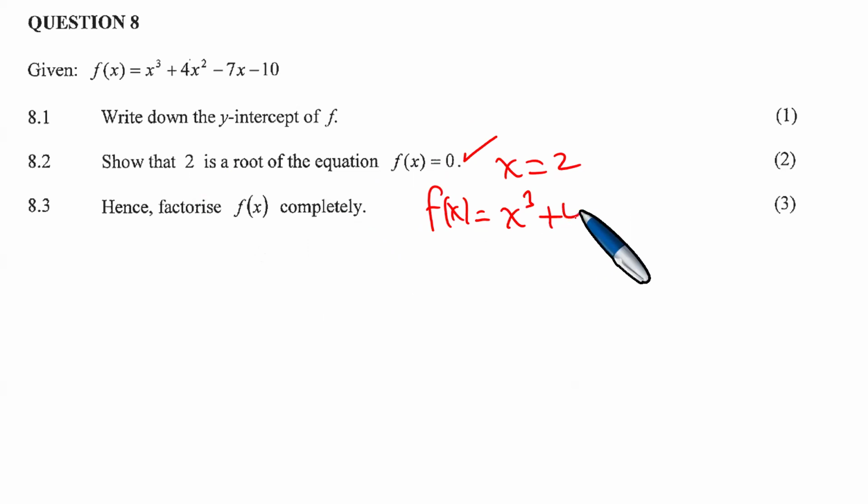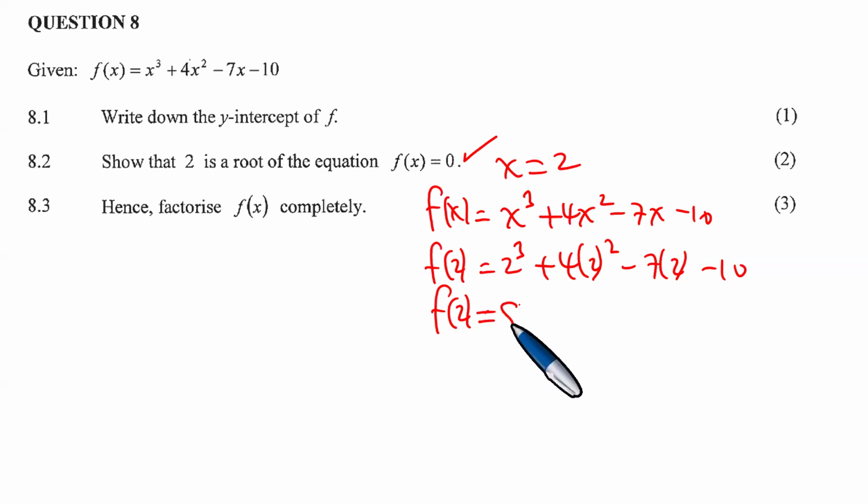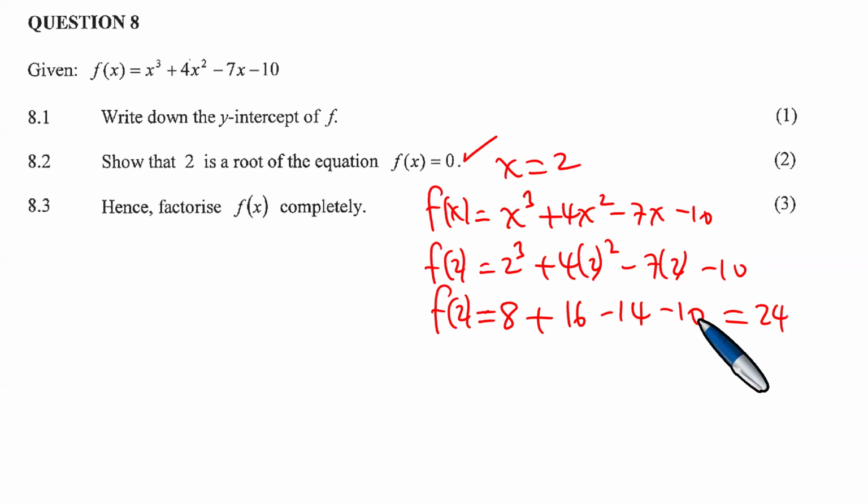With this one, x cubed plus 4x squared minus 7x minus 10, f of 2 is 2 cubed plus 4 times 2 squared minus 7 times 2 minus 10. What is 2 cubed? It is exactly 8. And then 2 squared is 4, 4 times 4 is 16, minus 14, minus 10. 8 plus 16 is 24, minus 14 minus 10 is minus 24, and 24 minus 24 is naught.